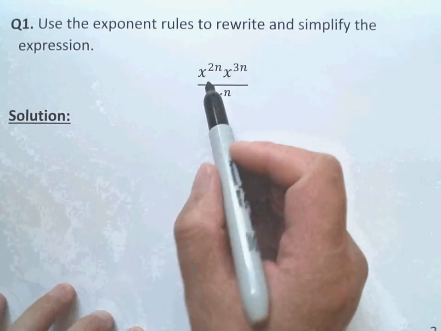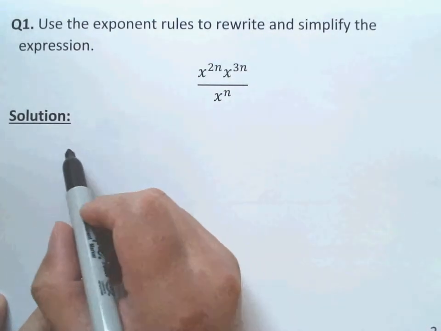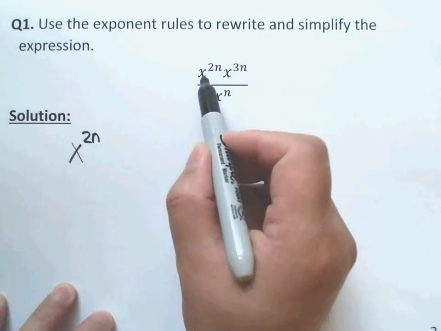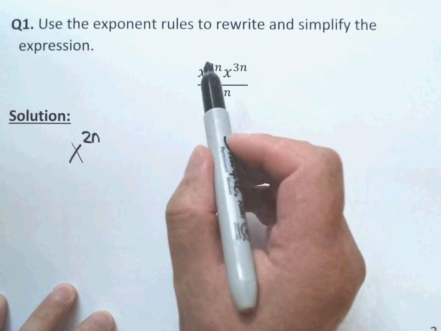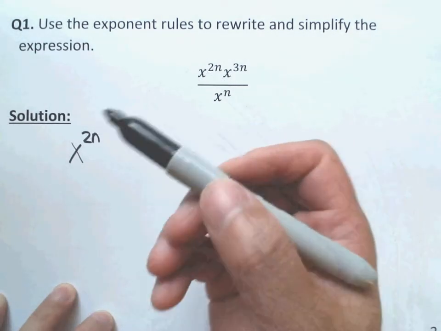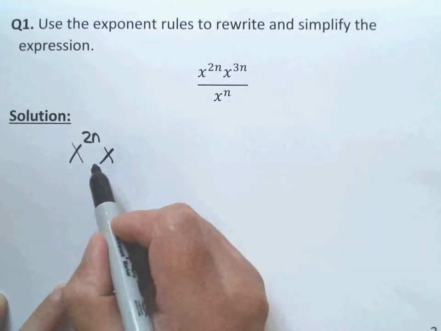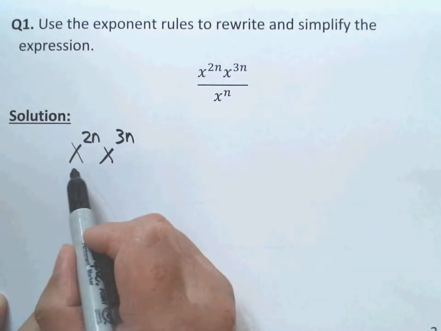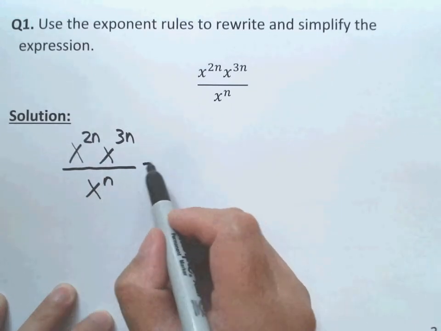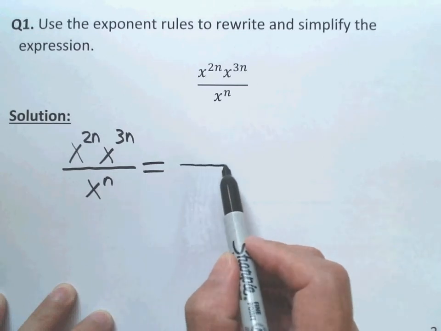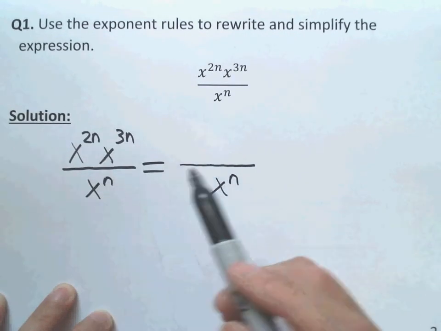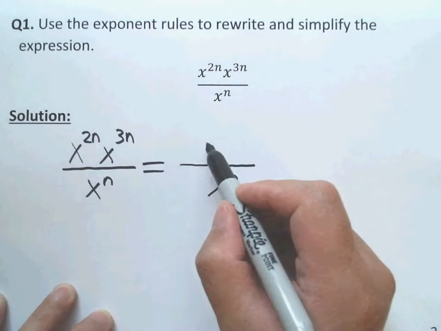Let me write it down. What are we going to do? The numerator is x raised to the 2n power times x raised to the 3n power. Of course, this is a power function, but however you look at it, this is an exponent, and the form is still the same because we do have exponents. This is the numerator, and the denominator is here. We can first simplify the numerator.